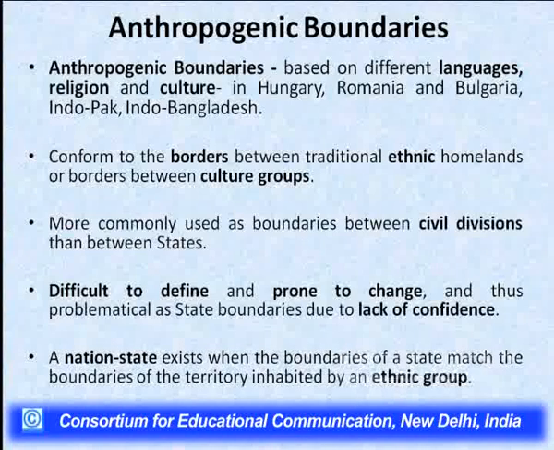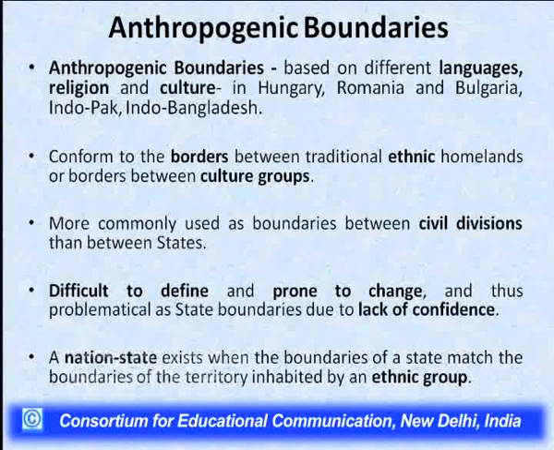In present time, we can see that the division of the anthropogenic boundaries is generally between different civil divisions, not within a particular state. So it is very difficult to define the anthropogenic boundaries, because they change over the period of time, and they are very problematical, because there is a lack of trust between two different parties, two different states.